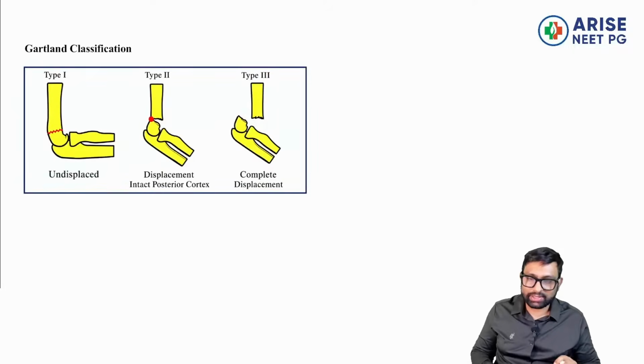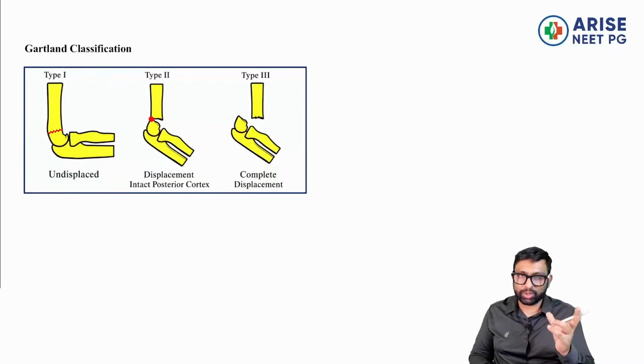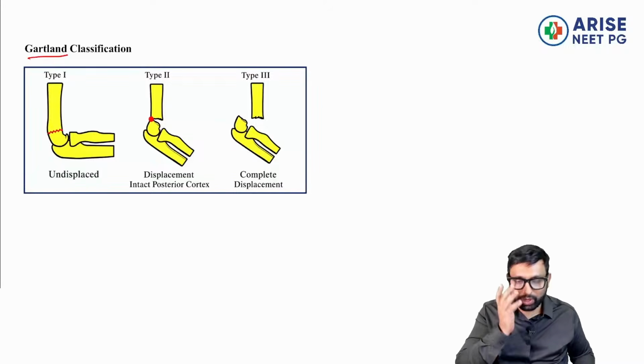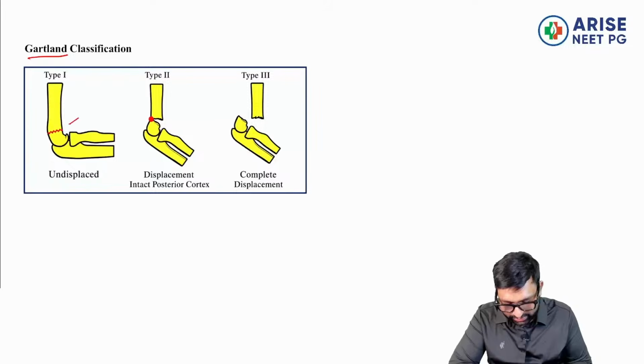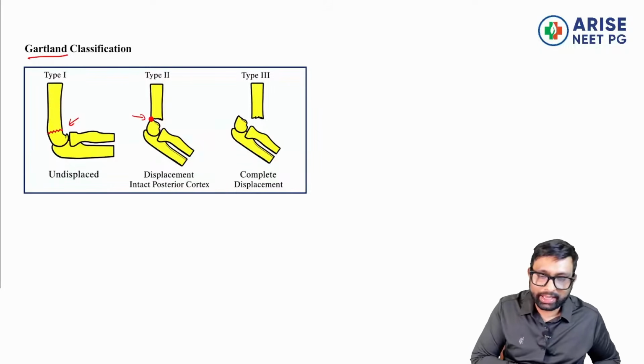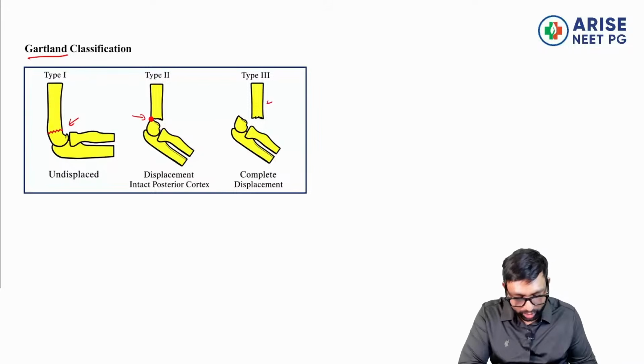The classification system is the Gartland's classification. Small mistake in the spelling there. So this is the actual spelling, Gartland's classification. 3 types. One is type 1, which is undisplaced. So patients will not have a displacement here. In type 2, it will be displaced, but the posterior cortex, this part of the cortex, will still be intact. In type 3, there is complete loss of contact between the 2 fragments. Complete displacement between the 2 fragments is seen.